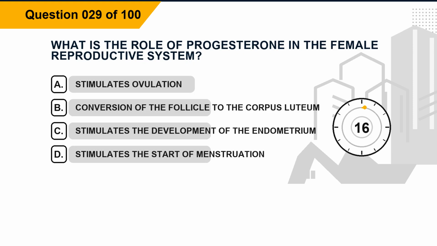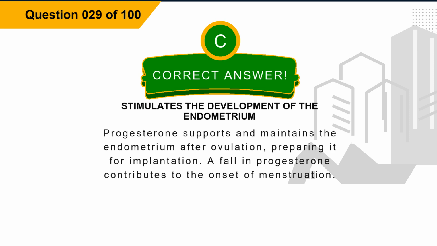Question 29. What is the role of progesterone in the female reproductive system? Option A, stimulates ovulation. Option B, conversion of the follicle to the corpus luteum. Option C, stimulates the development of the endometrium. Option D, stimulates the start of menstruation. The correct answer is option C, stimulates the development of the endometrium. Explanation: progesterone supports and maintains the endometrium after ovulation, preparing it for implantation. A fall in progesterone contributes to the onset of menstruation.